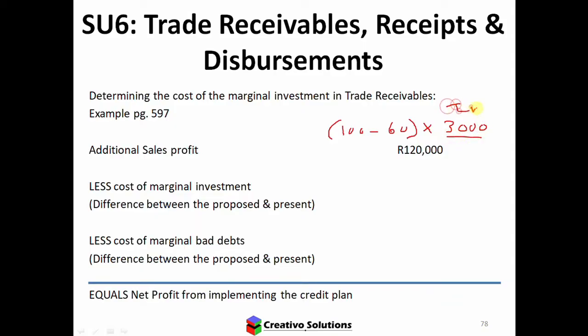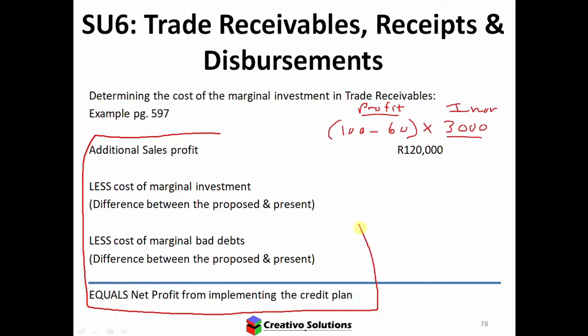Yes. Okay, that's the increase in sales. This is the additional profit, the profit margin. Each item is sold for 100, each item costs 60. Make sense? Yes. And that's how you calculate it. And it's as simple as that. You don't have to study the workings, just study this format. So I've given you this format.